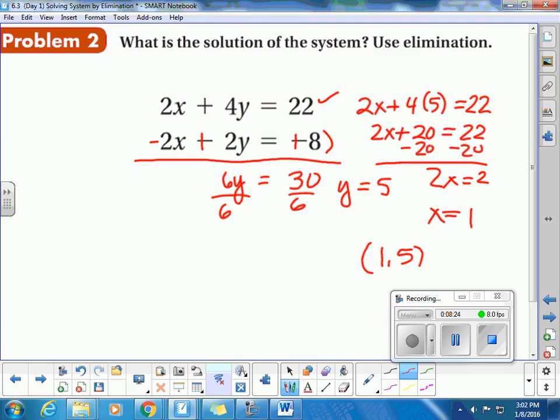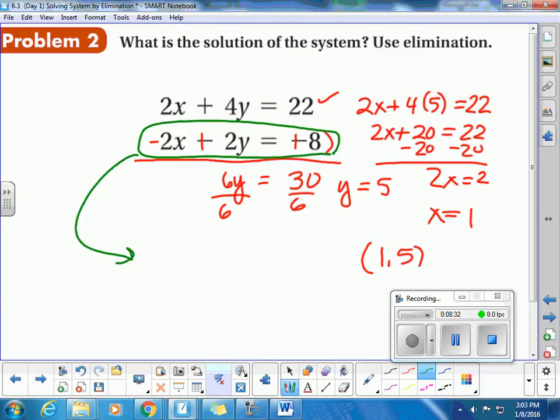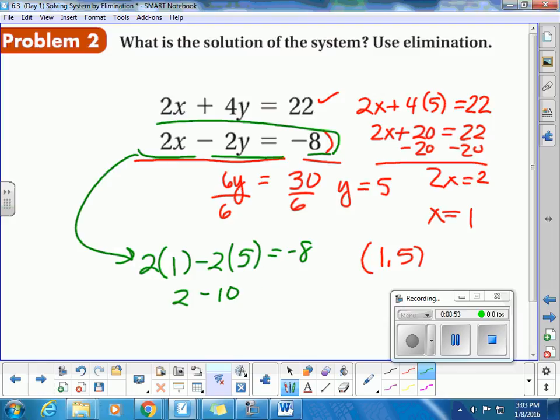Our last thing is taking that 1, 5 and plugging it into this equation. Because we already used the top one, we're going to go down here, and we're going to do it to the original equation, so I'm going to get rid of all my change signs. We had 2 times x, which is 1, minus 2 times y, which is 5. Is that equal to -8? 2 times 1, 2, minus 2 times 5, 10. Is that -8? Yep, -8 is -8. So our check is successful. So our answer is 1, 5, the ordered pair.